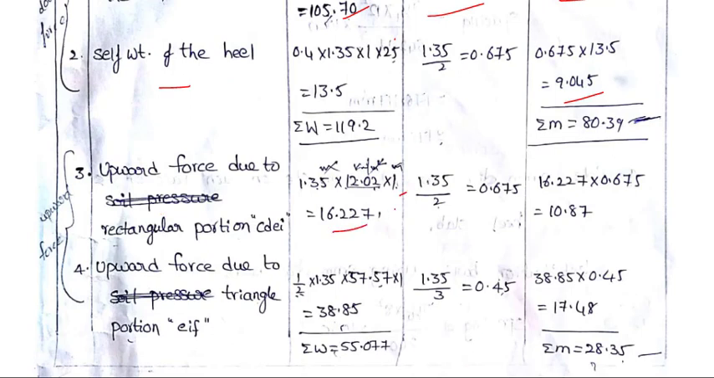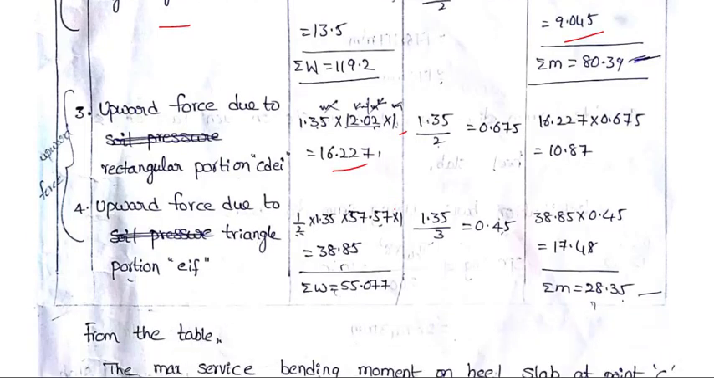So what is the total value? 16.227. So next one, same distance will be same, 1.35 by 2, 0.675. You will get the moment. Next, this one is upward force due to triangular force. So it is half into base into H.